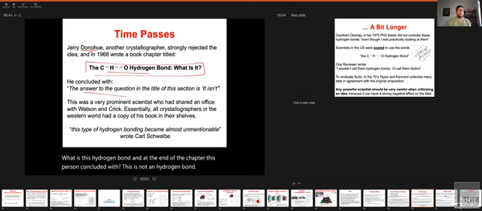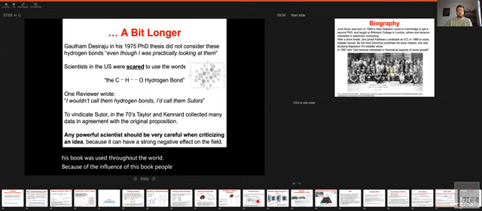And this person, as opposed to the person in the prior slide, was very famous because he had worked with Watson and Crick, so he was related to the discovery of the DNA. And again, his book was used throughout the world. Because of the influence of this book, people started to be scared about using the definition of hydrogen bonds for this type of bonds. And actually, instead of calling them hydrogen bonds, they started calling them Suter bonds, because there was evidence that they were real, but they did not want to get into trouble with this prominent person that decided that they should not happen.